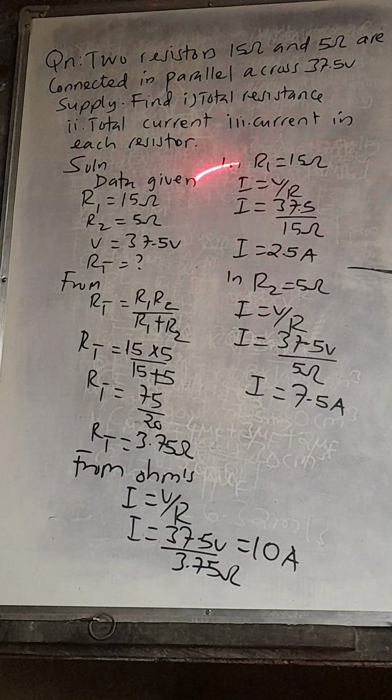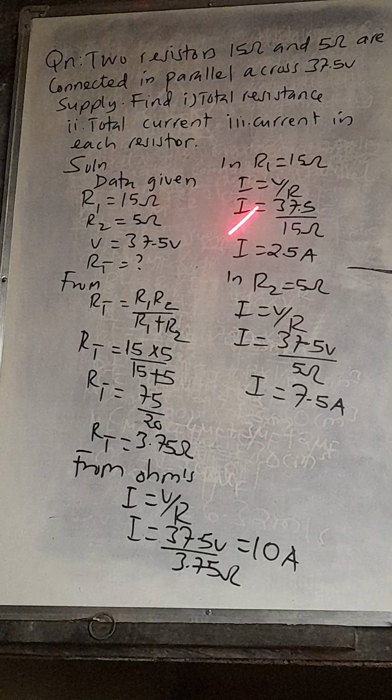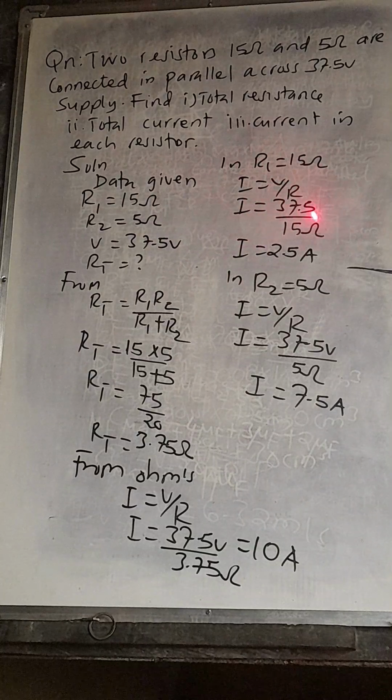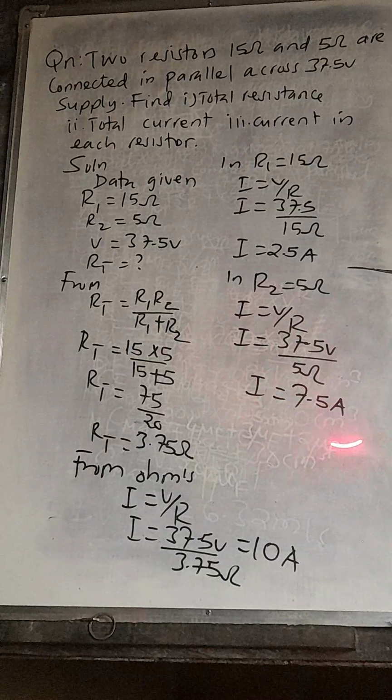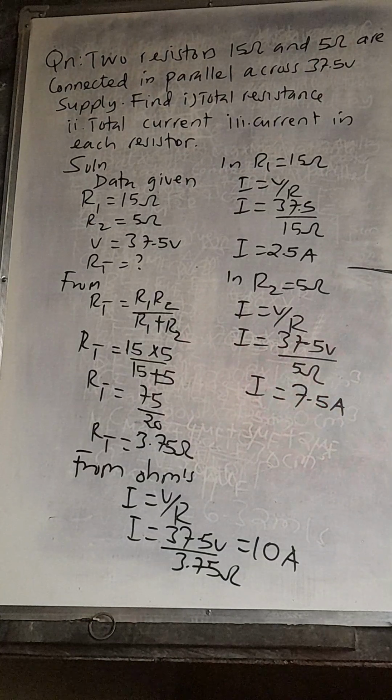So that is the total current. And to get the current in each resistor, you know that I is equal to V over R. So it will be 37.5 divided by 15 ohms, which gives 2.5 ampere. Then for the 5 ohms, you have I equal to V over R, which is 37.5 volts divided by 5. You can get 7.5 ampere. So this is how we can solve this important problem.